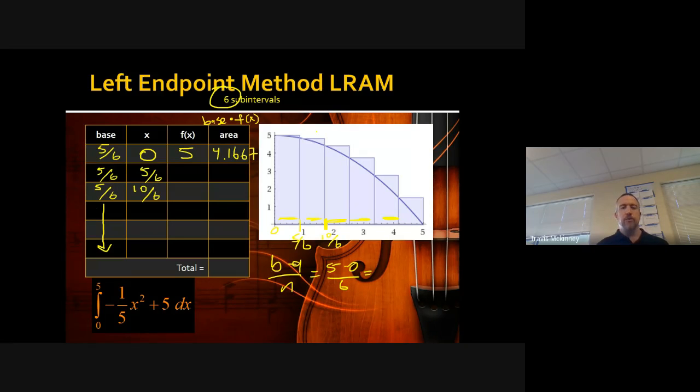And again, we can see from the picture, since this is a decreasing function, each of these rectangles is above the curve. So if you're using a left Riemann sum and you have a decreasing function, we're going to be overestimating because we're going to be drawing a rectangle that goes above the curve.